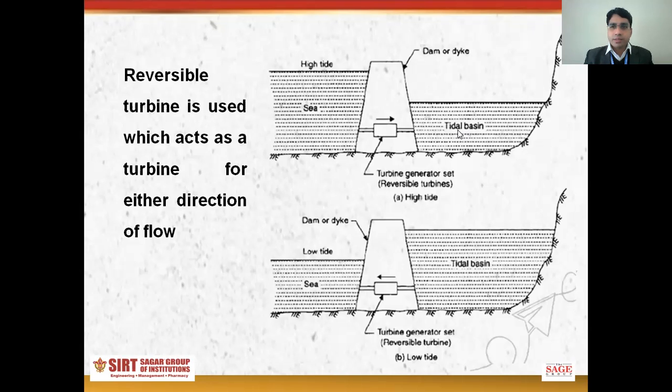And when the tide has receded, or we can say the tide is low, then the water goes back to the sea from the reservoir or basin. At that time, we can also produce electricity with the help of this turbine generator assembly. That's why we are using a reversible turbine here.